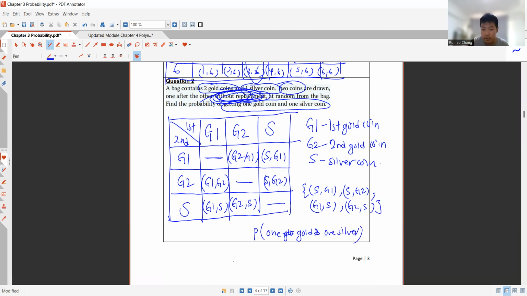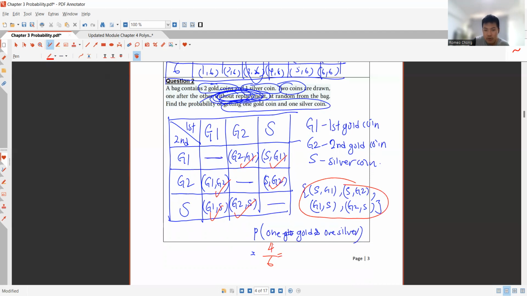You can write it in a simpler way like this, but at least you need to show the steps properly. And how many possible outcomes are there? If you look at the table, there are 1, 2, 3, 4, 5, 6. There are altogether 6 possible outcomes. And from the event just now, you have 4 possible outcomes for the event.